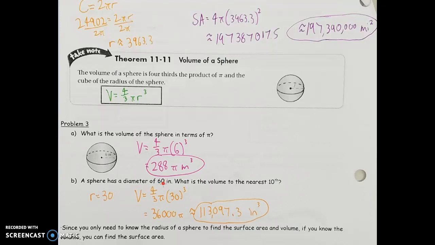So next question, if I know the diameter of a sphere of 60, the only work we have to do on this one is look at half of that length, because that would be our radius. And after I substitute into 4/3 pi r cubed, that should come out to 36,000 pi, or also, since we're asked the nearest tenth, that should end up being 113,097.3, and that's cubic inches.